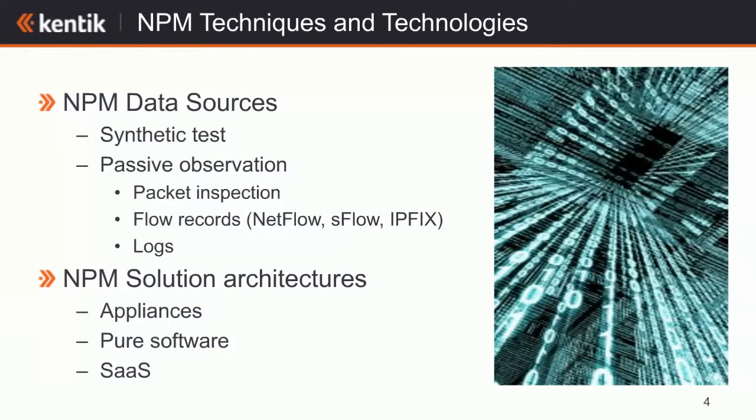The other part of the conversation here with respect to technologies it's good to know about is that there are definitely different types of architectures that are used to deliver NPM tools. The most common, people buy and deploy appliances, connect them to their network. This is the way most packet inspection happens. Direct packet inspection is a means for understanding performance.